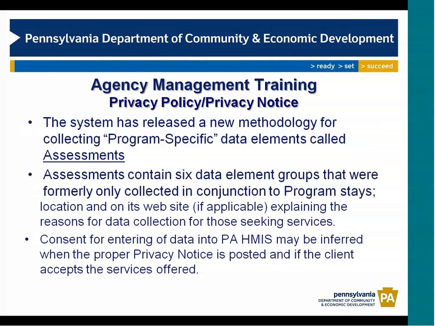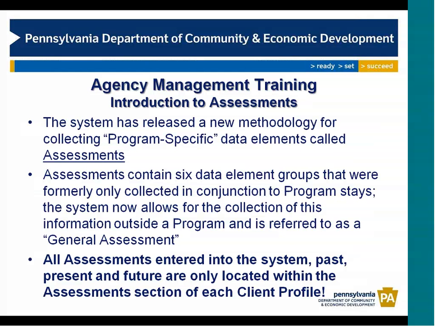Great. Thank you, Dan. Now we're going to move along to assessments. Just a quick introduction. One of the large changes we did make in the system is released basically a new way of collecting those program-specific data elements, how they're collected and maintained. Basically, they put to the forefront of the system, collectively now called assessments. The 6 basic assessment groups of health, income, employment, education, income and benefits, and, of course, the new domestic violence status are still, of course, collected in conjunction to program stays as required by HUD.